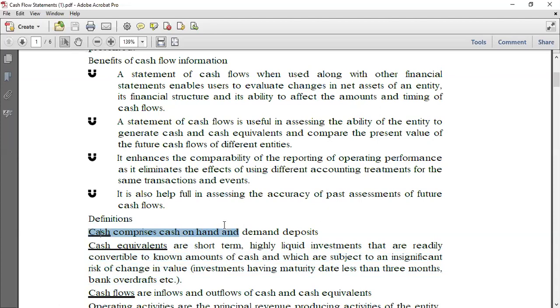But cash itself, every time you hear cash, it's basically cash on hand and demand deposits. Cash on hand is what you are basically holding in hand. When we say demand deposit, we mean that amount of money that has just been moved to the bank. That is what basically happens.